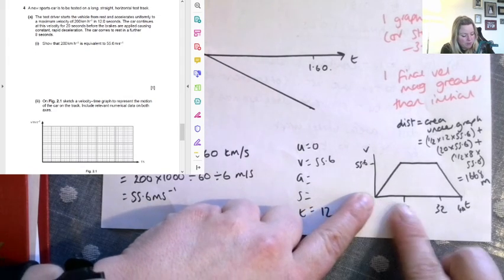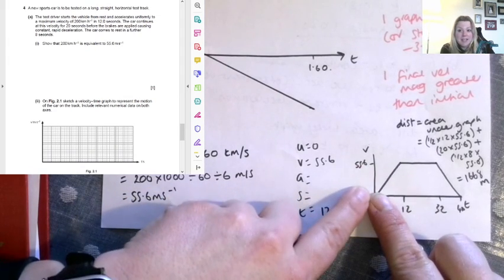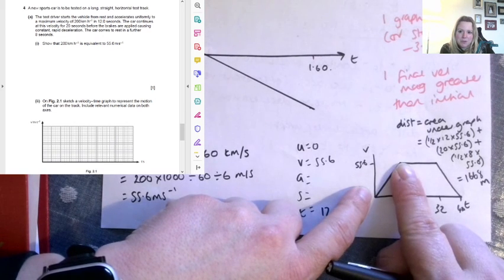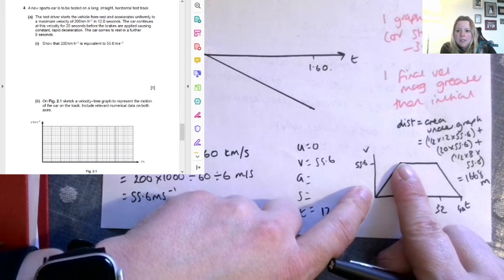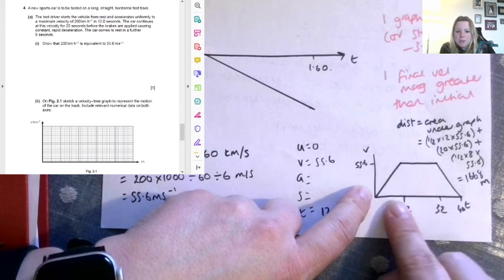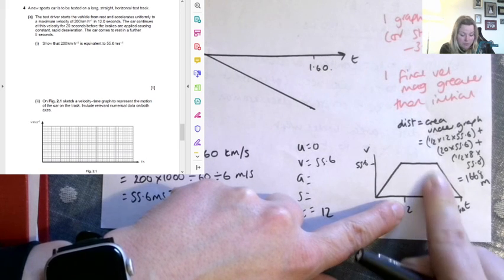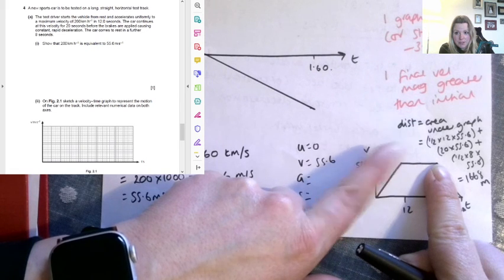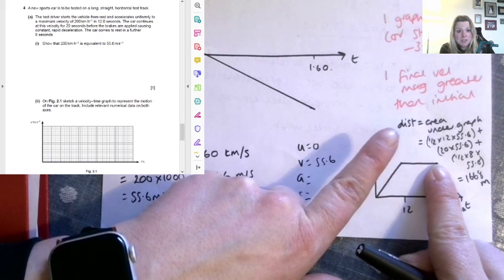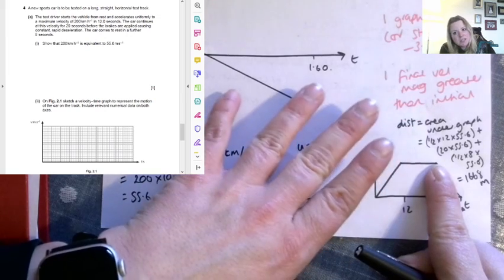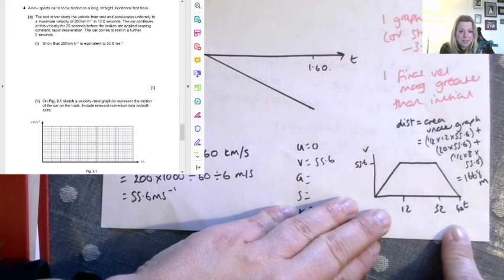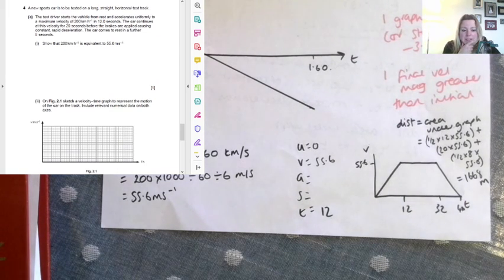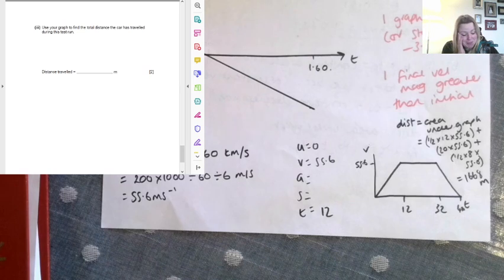So it goes from 0, and at 12 seconds, it's at 55.6. And because they said it accelerates uniformly, that's how we know it's a nice straight line. The car continues at this velocity for 20 seconds, so that takes us until a time of 32. Nice constant velocity before the brakes are applied, causing constant rapid deceleration. Constant again, straight line. The car comes to rest in a further 8 seconds, so at a time of 40, we're back to 0 again.